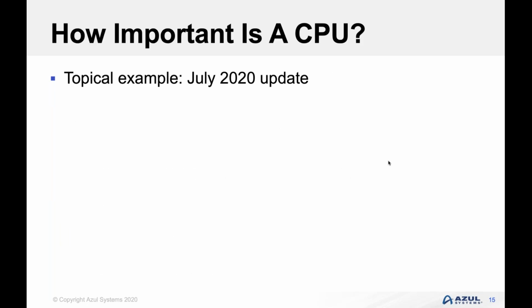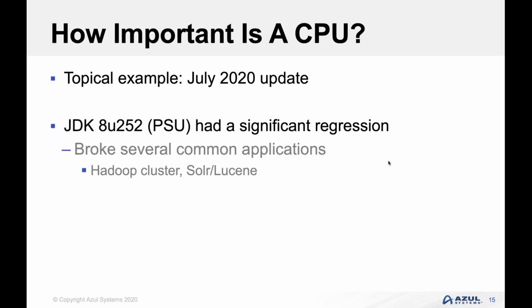How important is having a CPU? Well, it's interesting because there's a very topical example. The July 2020 update came out only a couple of weeks ago, and in that we had JDK 8 update 252, and that's the patch set update. If you look at the numbering system that is used in the OpenJDK, then you have update, the even numbered update is the PSU, the odd numbered update is the CPU.